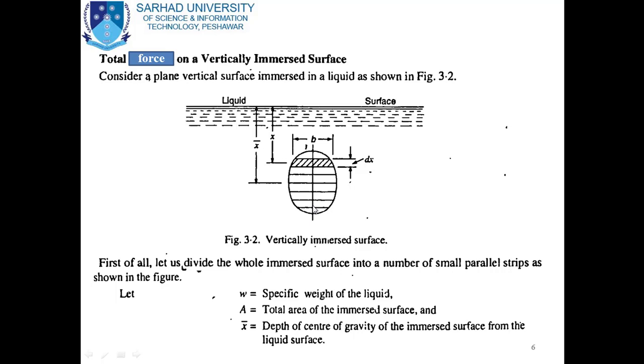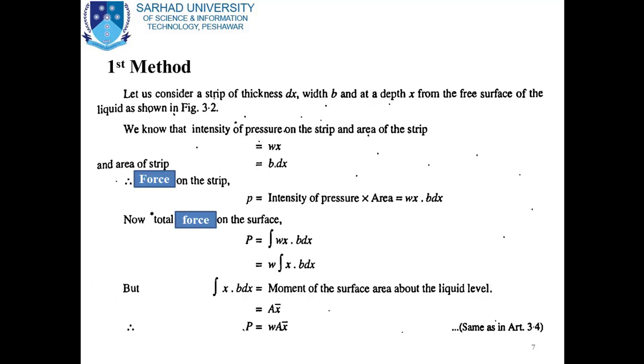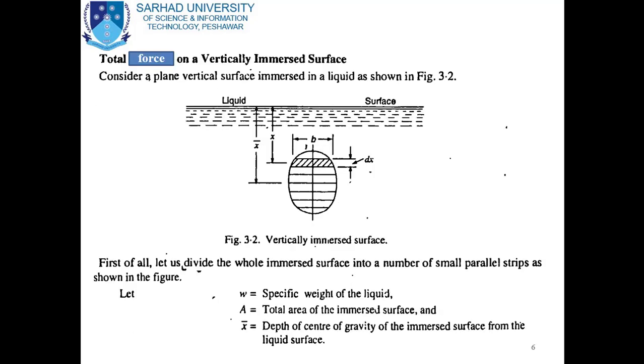First of all, let us divide the whole immersed surface into a number of small parallel strips as shown in figure. Here the surface is divided into small parallel strips, as you can see. Let omega be equal to specific weight of the liquid, and A is the total area of immersed surface, and x bar is equal to depth of center of gravity of the immersed surface from the liquid surface.